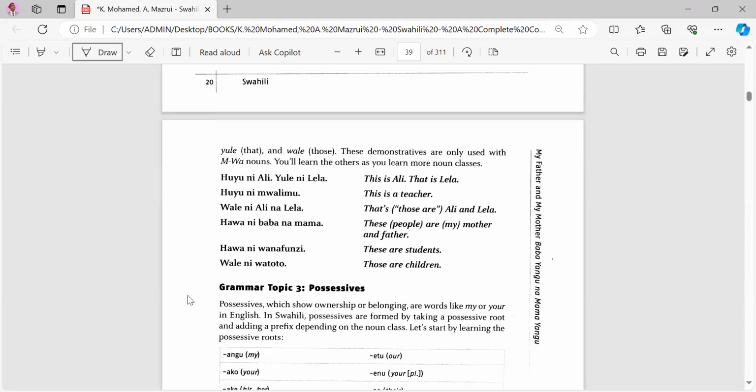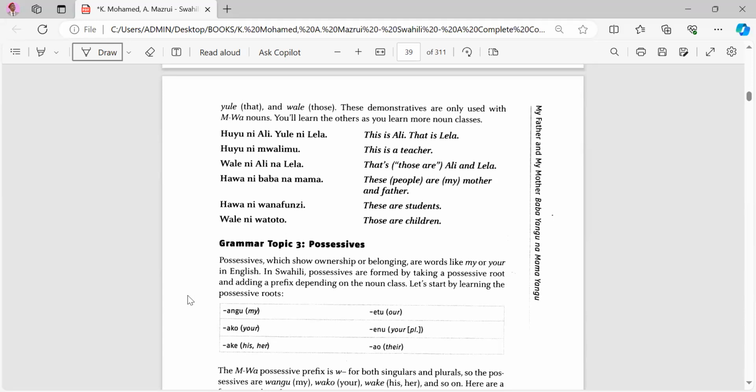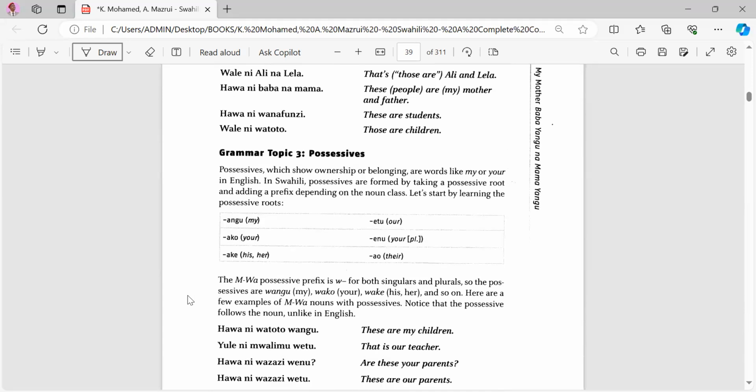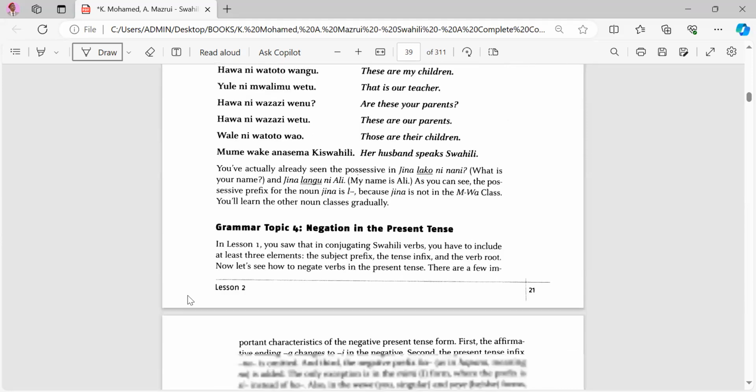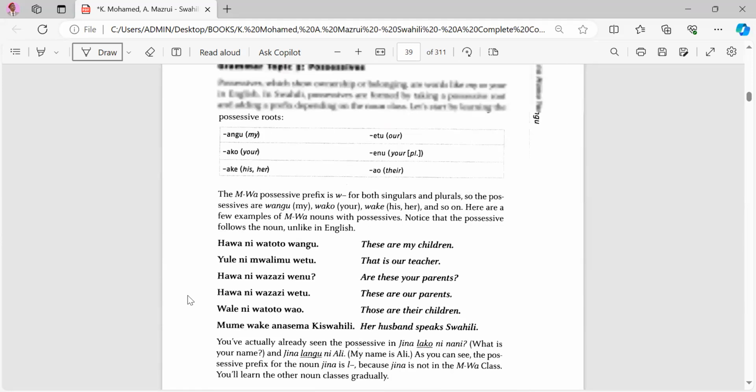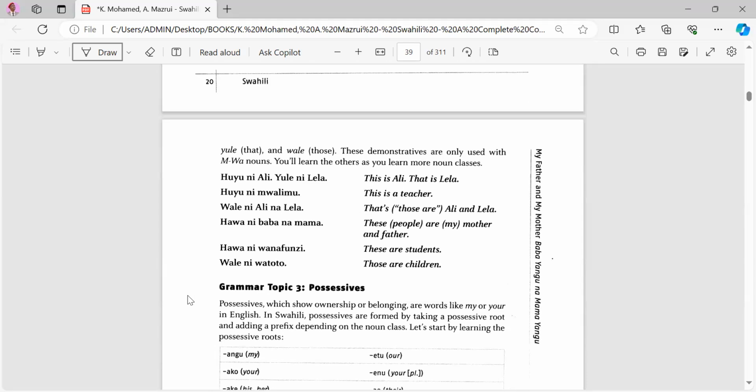So probably we'll try to do some trial on demonstrative words that will make our end of class today. Then we'll be moving to grammar topic 3. Of course, we'll cover that topic 3 in the next class. So let's do some demonstrative words. We read the words that are here. From huyu ni Ali, yule ni Lela. Can you do that? We start with Leroy.